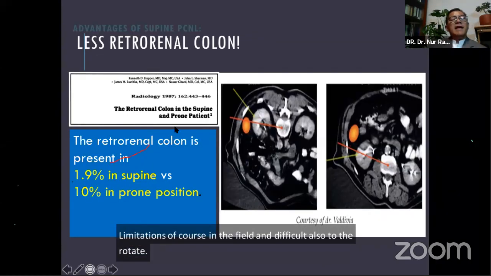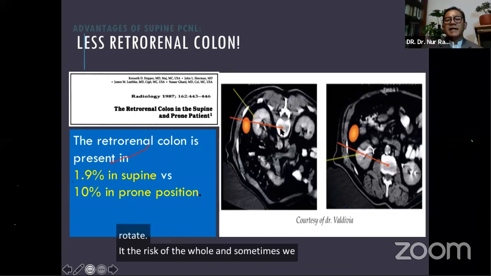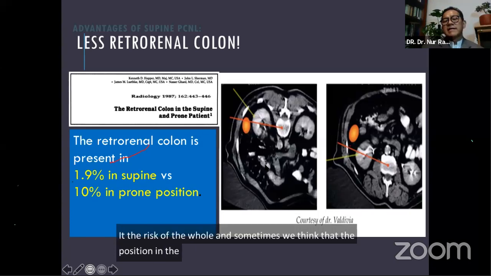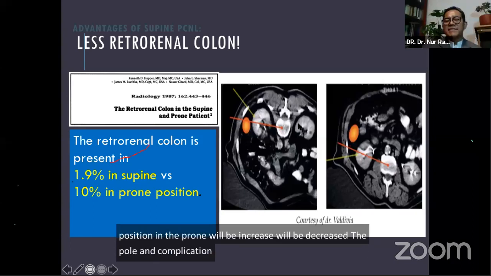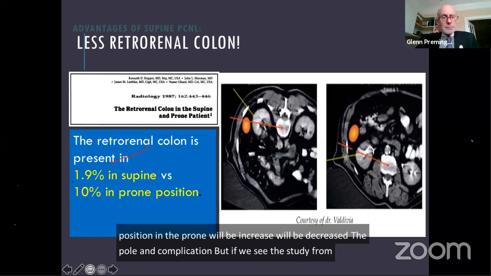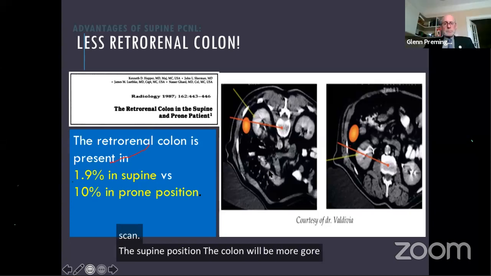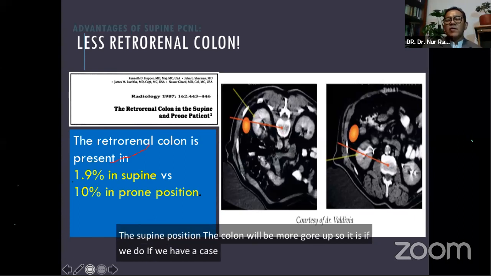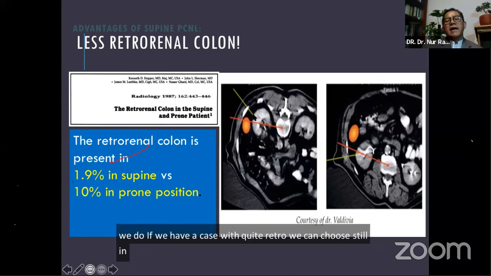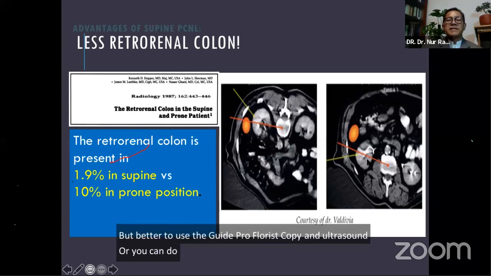As for the risk of the colon, sometimes we think that the prone position will decrease the colon complication. But if we see the study from a CT scan, in the supine position, the colon will go more up. So if we have a case with a retrorenal colon, we can still choose the prone, but it is better to use fluoroscopy and ultrasound guidance, or you can do it in the supine position.